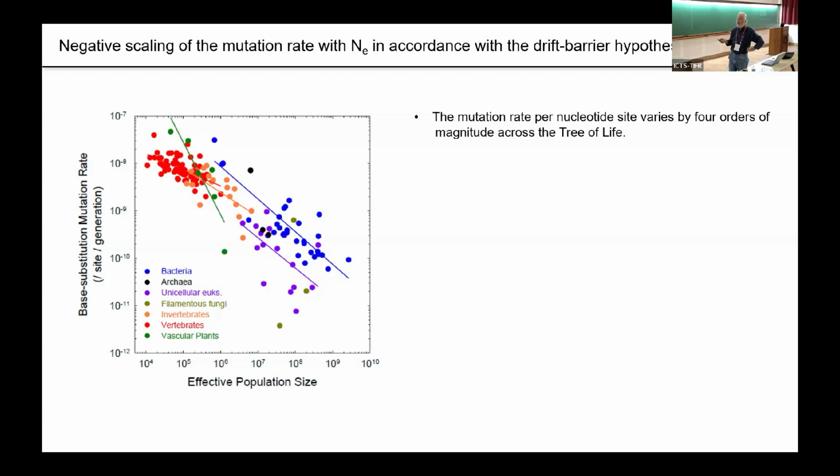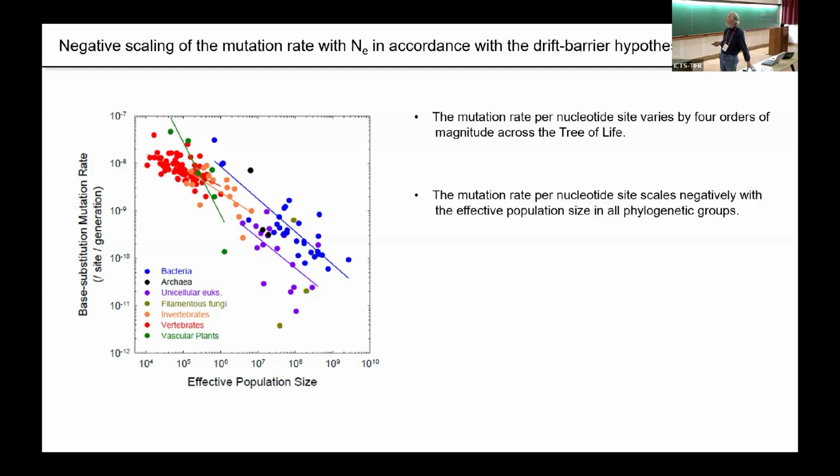So the important point here is the mutation rate per generation varies by about 4 orders of magnitude across the tree of life. So if we want to do theory, we've got to be careful about what mutation rates we apply and think about what organisms the results are applying to. So it scales negatively in every phylogenetic group, no matter what you look at, it's always going negative. I do want to emphasize this is about a 10-fold range of variation at any one effective population size.